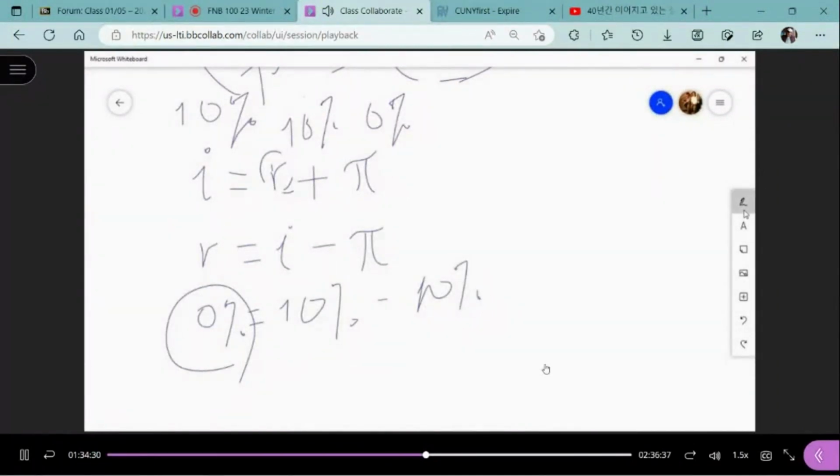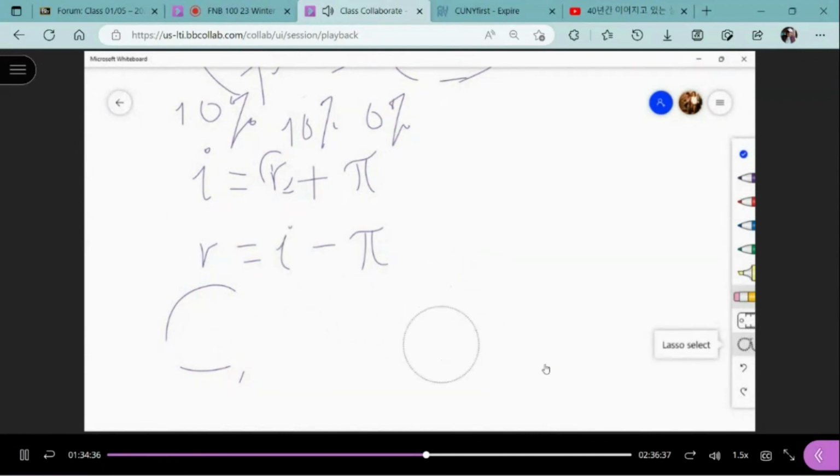What if nominal interest rate was 10% and inflation was 15%? What's the real interest rate? Anyone? Negative 5%. Yeah, negative 5%. Yes.